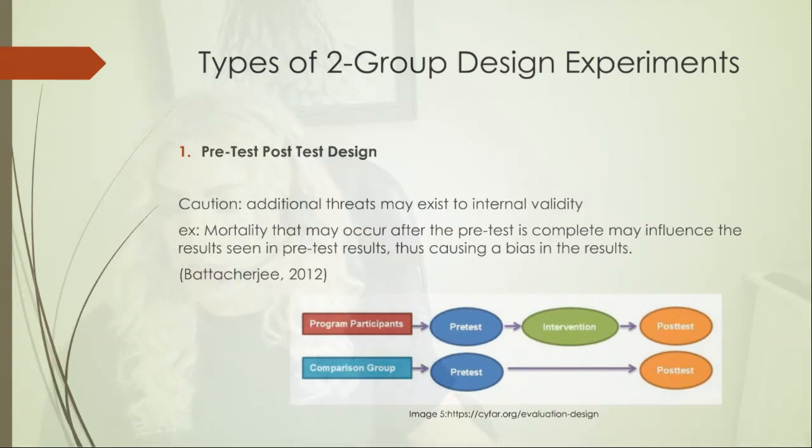So an example here that I just added in for your understanding: mortality that may occur after the pre-test is complete may influence results seen in post-test results, thus causing a bias in these results.